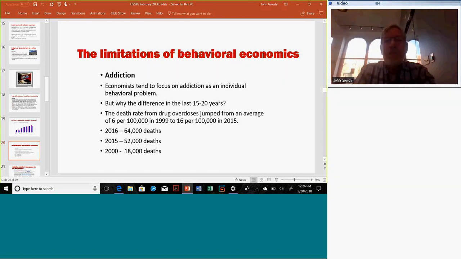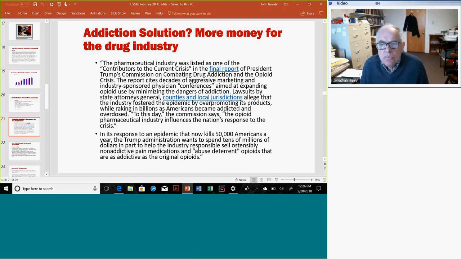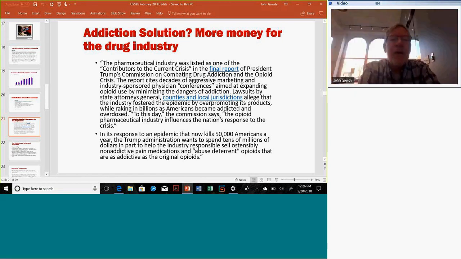Okay, so another one, copied from a newspaper article. This is an article about the final report of President Trump's Commission on Combating Drug Addiction. It blames the drug industry for deliberately aggressive marketing and sponsored physician conferences aimed at expanding opioid use by minimizing the dangers of addiction. So they would encourage doctors to prescribe these opiates. The number of prescription drugs has mushroomed in the past few decades because of this.